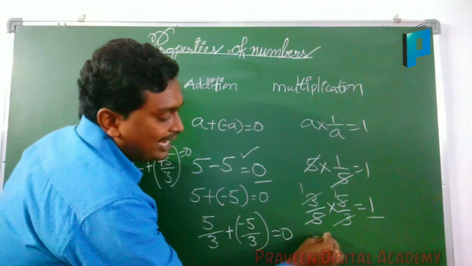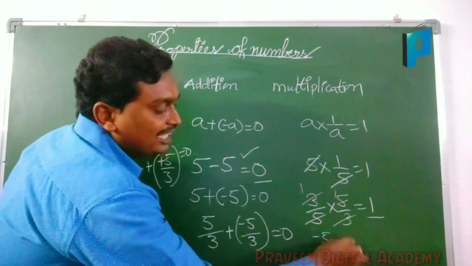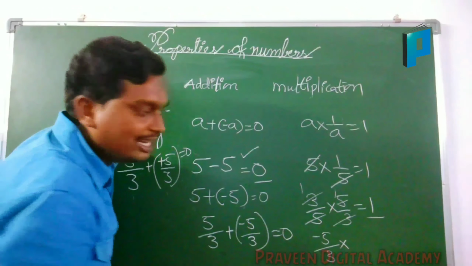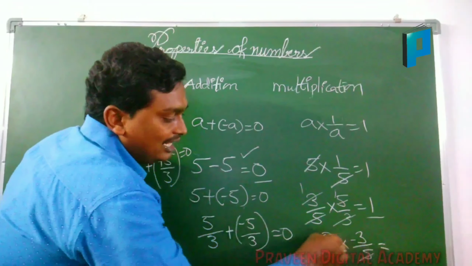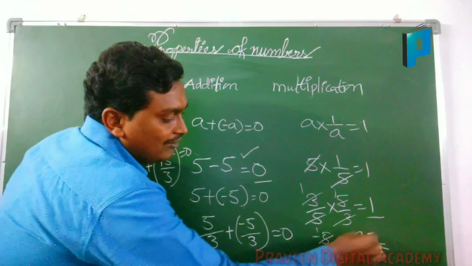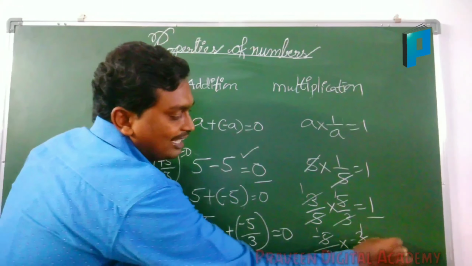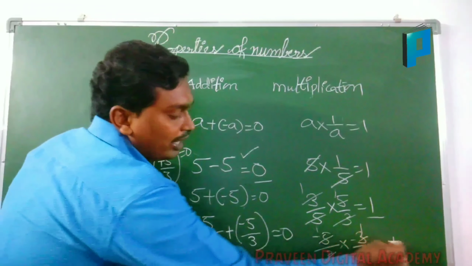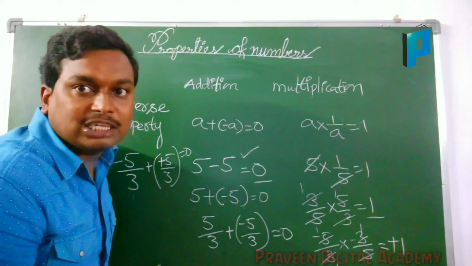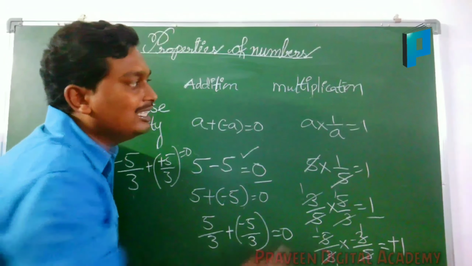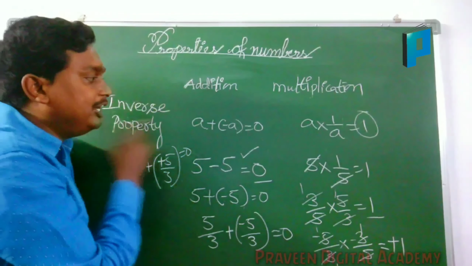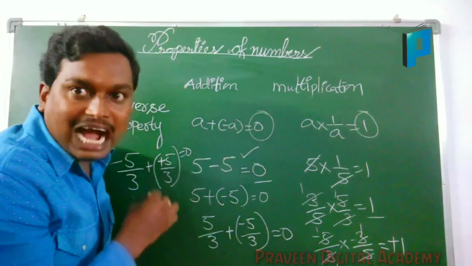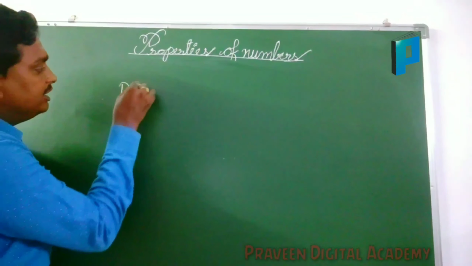If you have minus 5 by 3, what is the reciprocal of minus 5 by 3? You will have minus 3 by 5. Here, 5 ones are 5, 3 ones are 3, minus into minus you will get plus, and 1 into 1 you will get 1. Always the multiplicative inverse gives the answer 1, and always the additive inverse gives the answer 0.